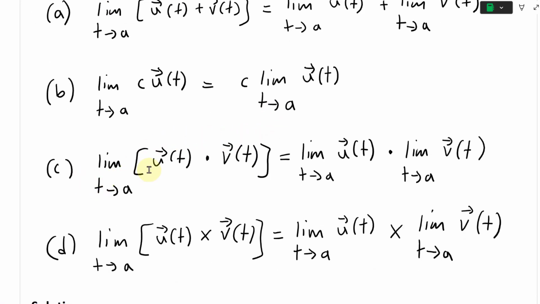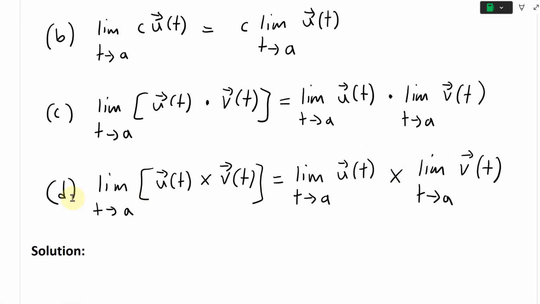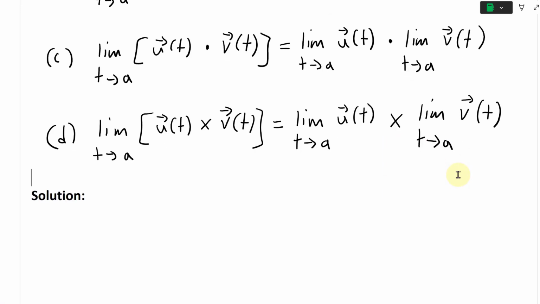And then part C is the dot product of the vector functions. The limit is the same as doing the limit of them individually and then taking the dot product, and same with the cross product for part D. The limit of the cross product is the same as the limit of each vector function crossed with the limit of the other vector function. All right, so let's take a look at the solution.